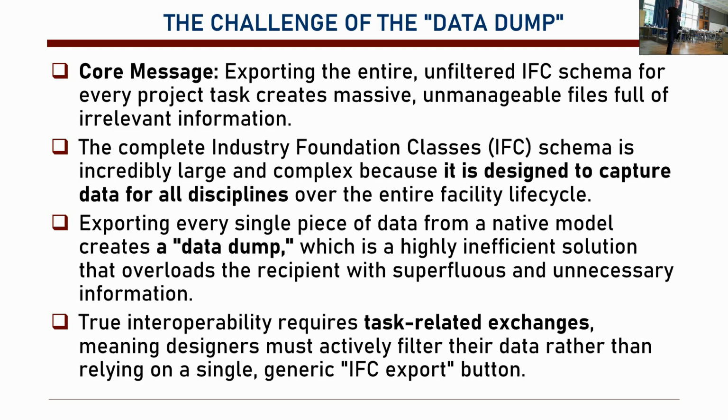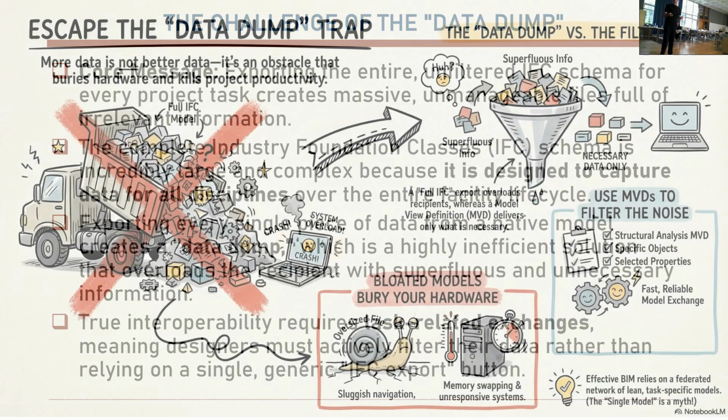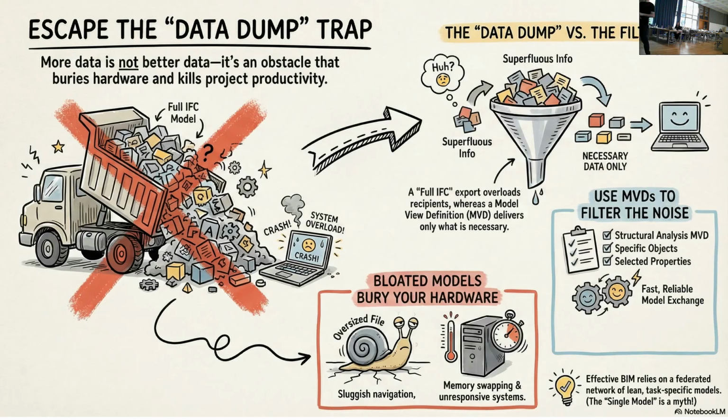So if we want to achieve true interoperability, we want to do task-related exchanges. What is needed for that task? And we exchange only that. So we don't just click the IFC export button. We export only the things that are necessary, because if we dump the data to everyone, the computers will run hot, they will slow down, things will be slow. But you want to filter and send the necessary things, and we use MVDs to filter this noise.